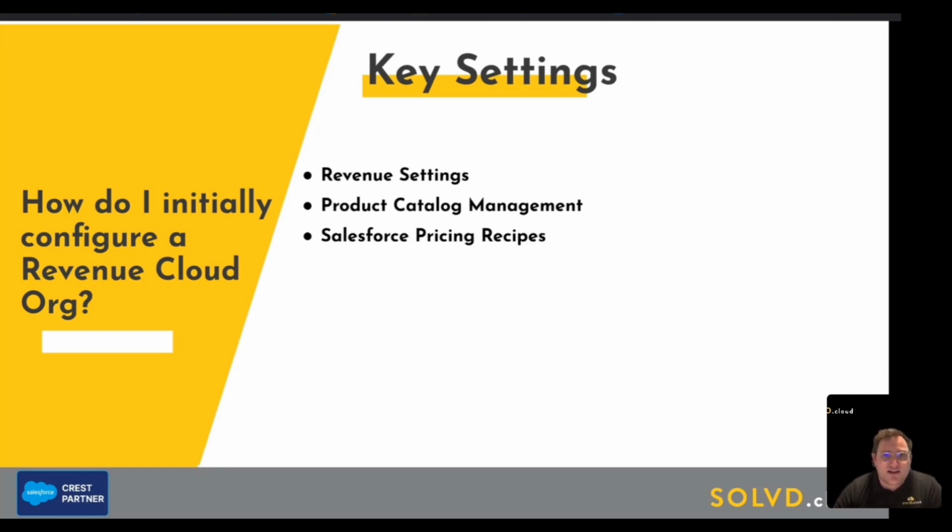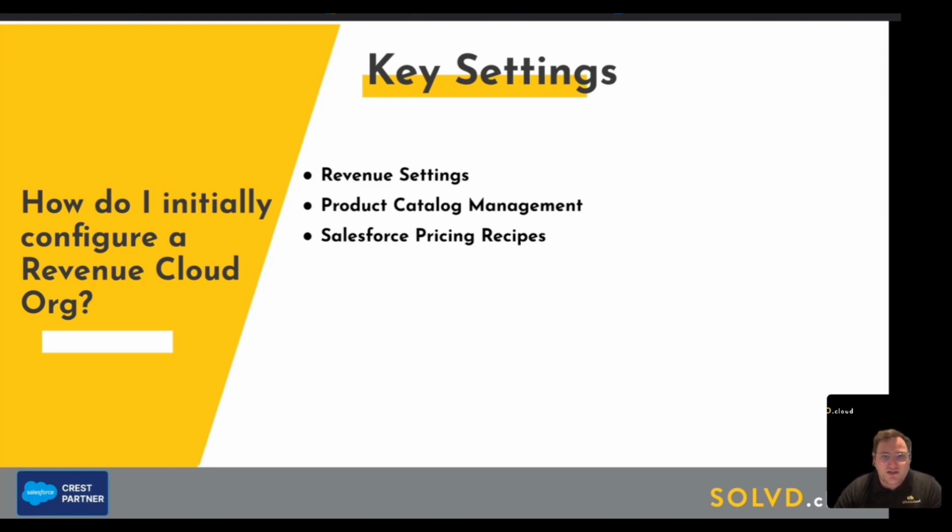Some other key settings that are important to update include revenue settings. While in Setup, search Revenue Settings. Here you can enable Revenue Cloud features. This cannot be disabled once enabled. You can also access settings for quotes, orders, and pricing.